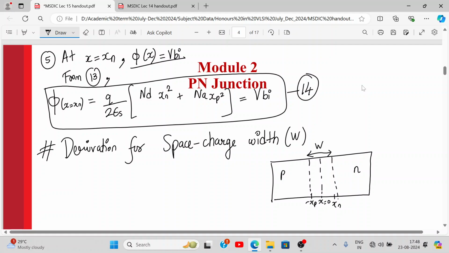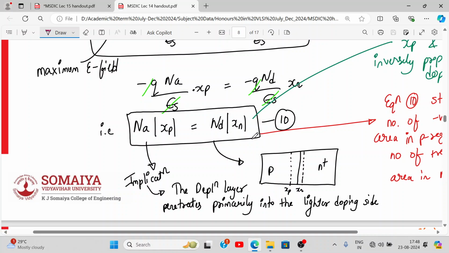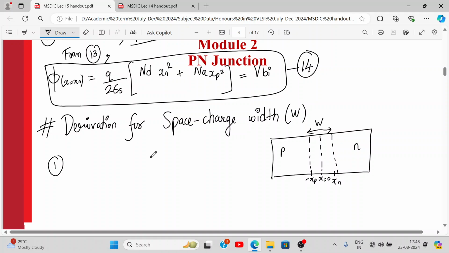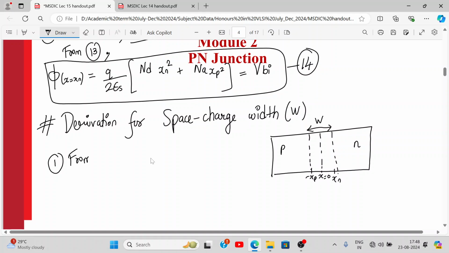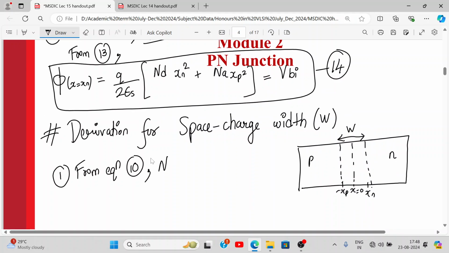Can we start? Okay, so write the first point. We'll use one equation from the previous derivation. We invoke equation number 10. From equation number 10, we get NaXp equal to NdXn. So can we write Xp as Nd upon Na into Xn? Yes. This we call equation number 15.